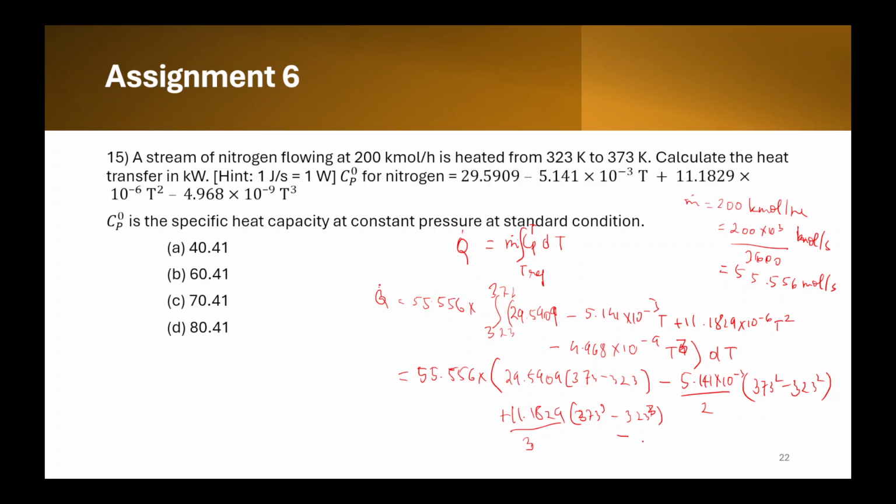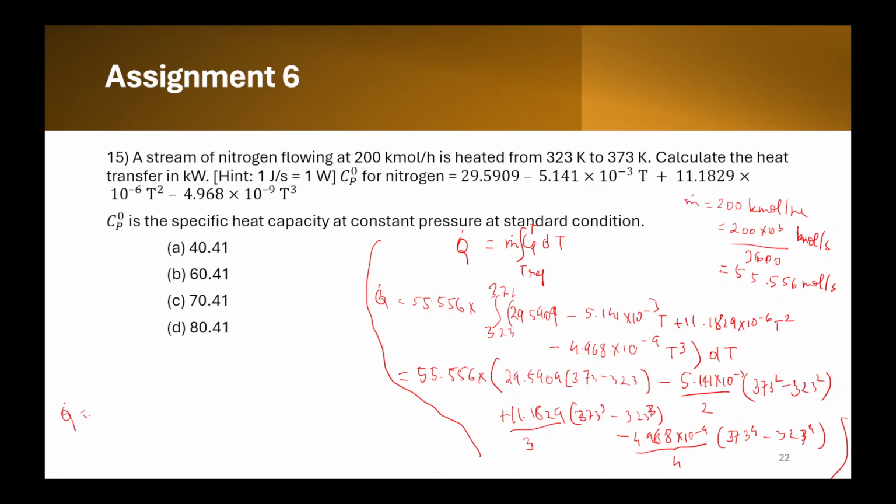And then minus, again one more term. So it will be 4.968 into 10 to power minus 9 upon 4, because the integration of T cube here will be T to power 4 by 4. And if we apply the limits, it will be 373 to the power 4 minus 323 to the power 4. We need to compute all these terms. So Q dot will be, we firstly compute all these terms.